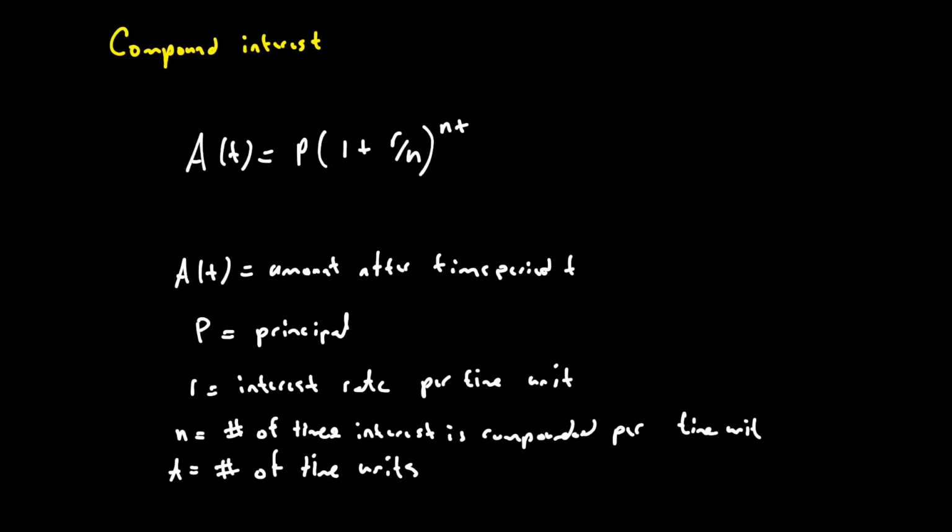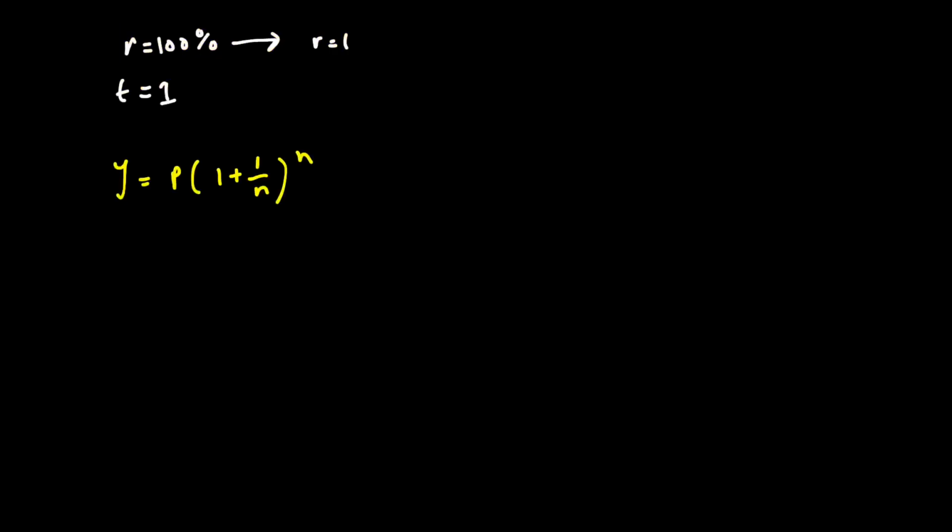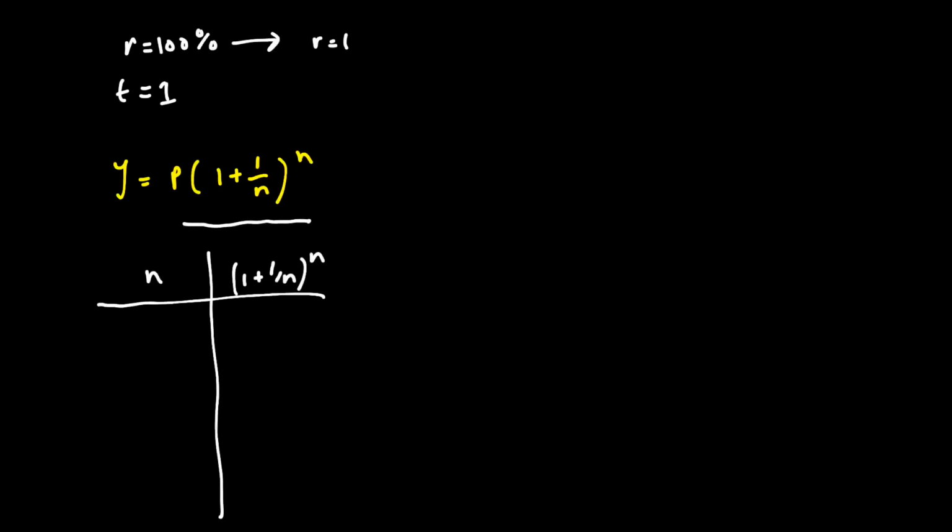Now, an interesting thing about compound interest is this is one way we can derive the natural number E. So let's go ahead and suppose that we have an interest rate of 100%, and we'll also suppose that we're only looking at a time unit of 1. So the equation that we'll be looking at will be the following. Then let's look at a few different values when we plug in a few different n's into 1 plus 1 over n raised to the n. We'll plug in 1, 10, 100, 1,000, and 1,000,000.